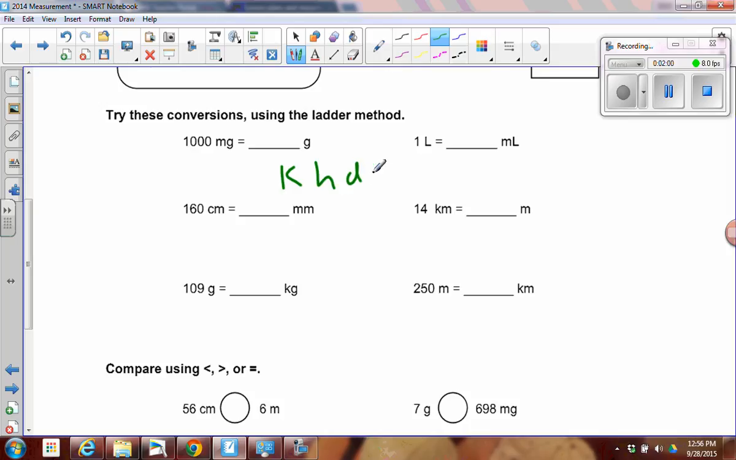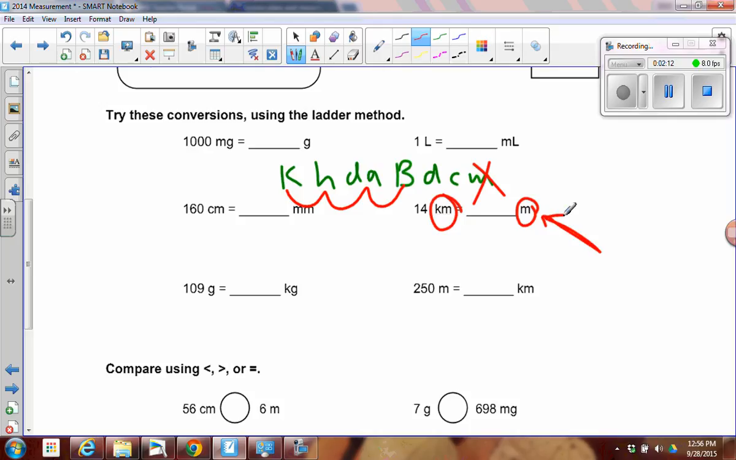Karen has dandruff, but doesn't care much. Try that again. Kilo to meter. Kilo, 1, 2, 3 spots. Not to that, because that would be milli. And if this were milli, it would be mm, but it's not. So 3 spots to the right. So 14, drag it 3 spots, would be 14,000.